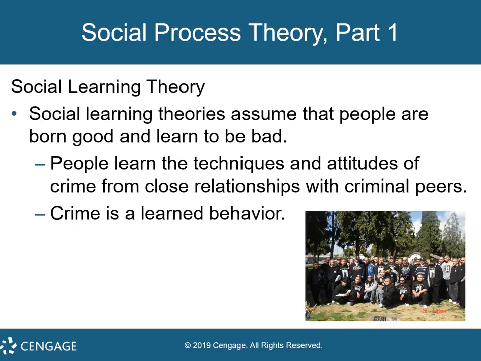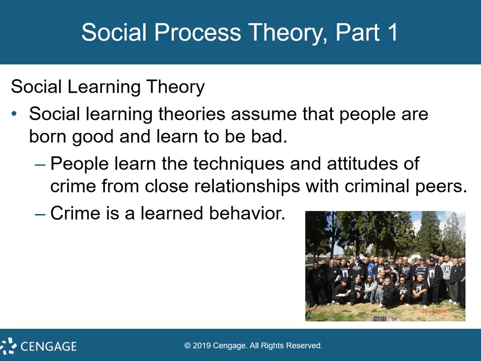Again, social learning theories assume that people are born good and learn to be bad. Social control theory assumes that people are born bad and must be controlled in order to be good. And social reaction theory assumes that whether good or bad, people are shaped, directed, and influenced by the evaluations of others. All three forms of social process theories do have some basic concepts, but let's look at each one individually quickly, and then we'll get into it a little deeper.